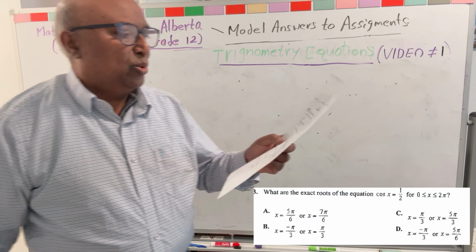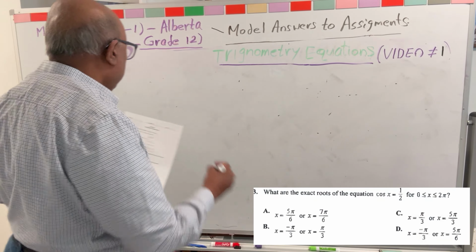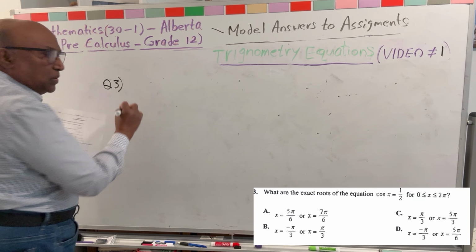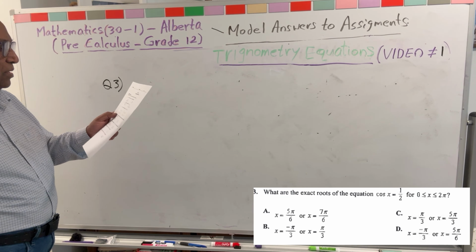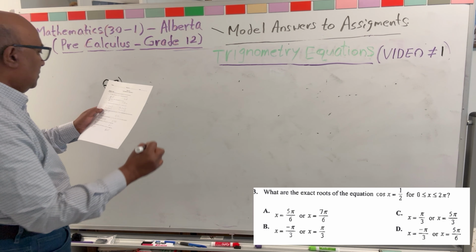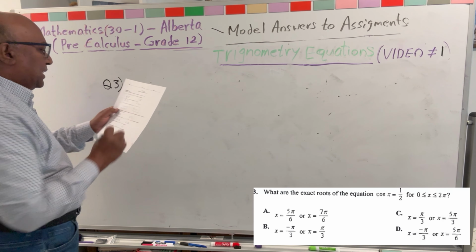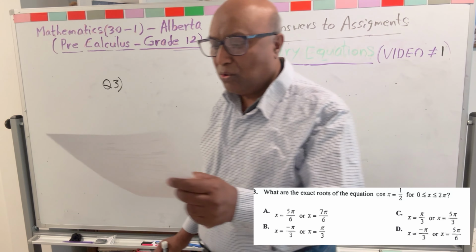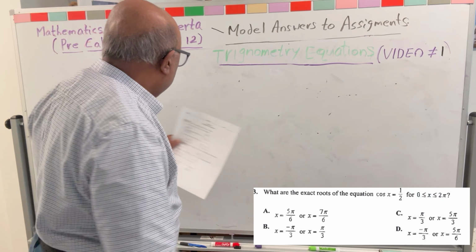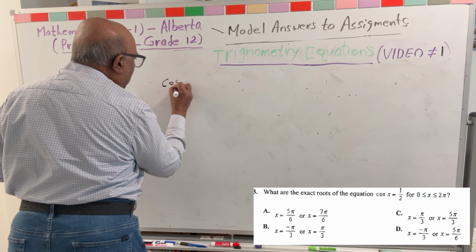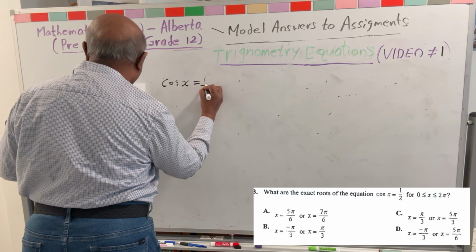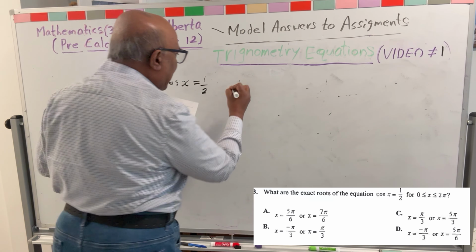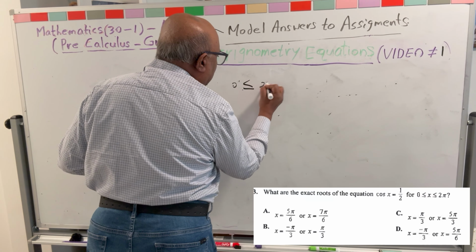Now let's look at question number 3. Question number 3 says, what are the exact roots of the equation cos x equal half? They have given the domain for x between 0 and 2 pi.